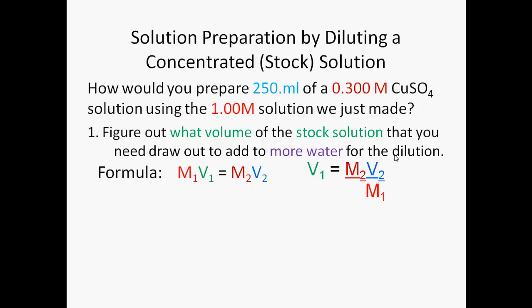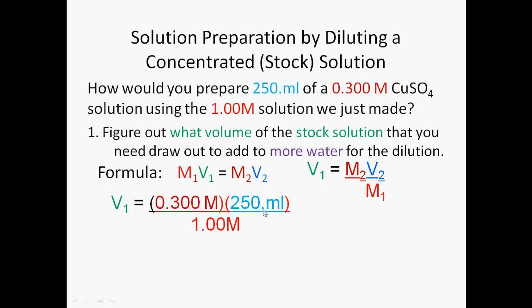Again, all the 2's represent our new dilute solution, and all the 1's represent our old stock solution. So I put in all the information for my new solution on the top and for my old solution on the bottom. And whatever units I had for volume to begin with, those are going to be my new units of volume as well. All right. So when I multiply this through, I determine that I need 75 milliliters of my stock solution.